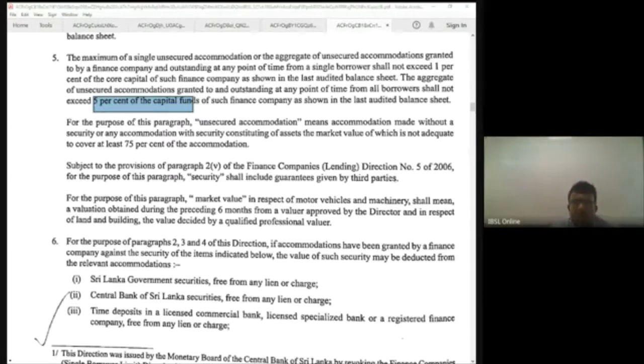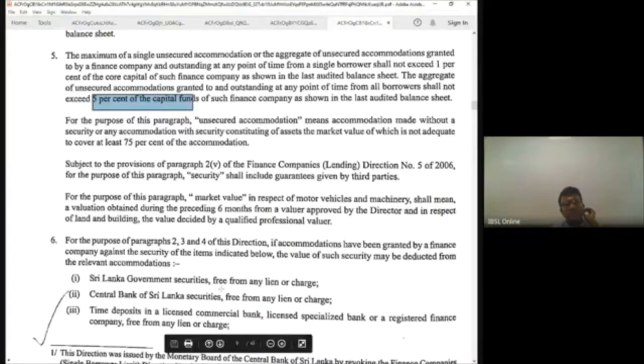How much can you give as unsecured loans? The percentage is one. How much? That's 1 million, correct? Out of 100, just one as clean loans, unsecured loans.